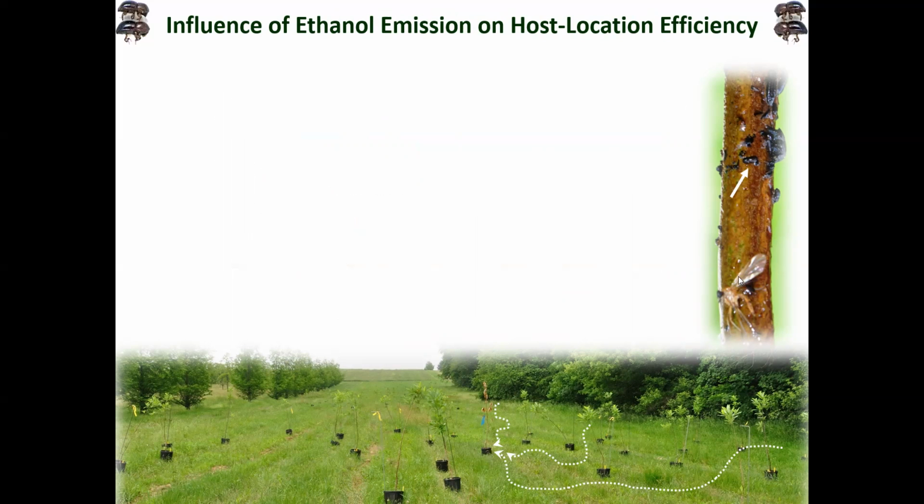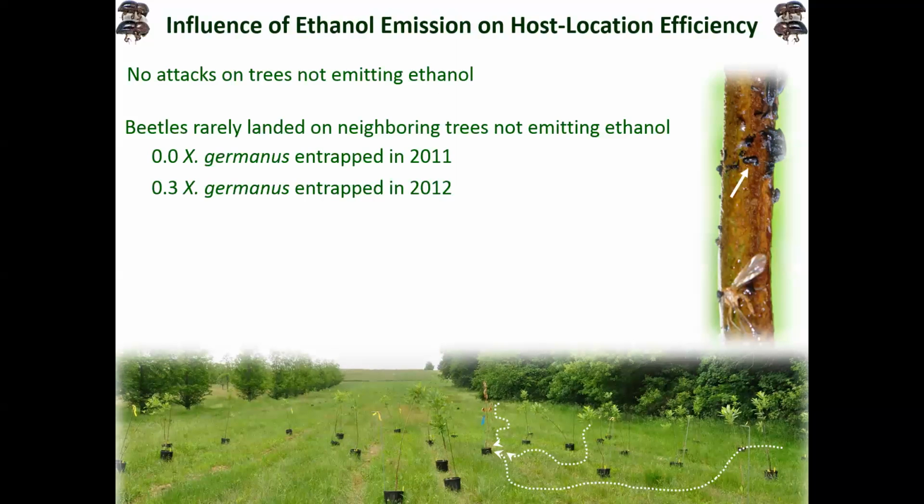And a number of those trees also had sticky material that was applied to the stem to look at landing rates of ambrosia beetles. So when we did that, we found that there were no attacks on any of the trees, regardless of the proximity of the tree that was emitting ethanol. So in other words, no attacks on trees that were not emitting ethanol. And in fact, beetles rarely landed on those neighboring trees that were not emitting ethanol. We didn't catch any beetles on neighboring trees in 2011 and very few beetles in 2012.